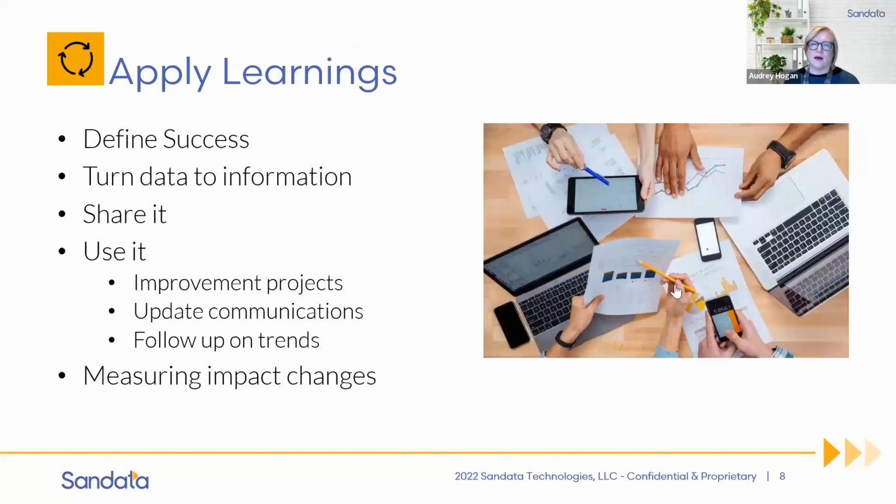Talk about that, and then apply the learnings. At the beginning, define success and measure it. After you've measured it, turn that data into information. Don't just look at the trend. Don't just look at the numbers. Take those numbers and apply, where did I have those interventions? What did I do during that time to affect these numbers? Learn from that information. Share it.